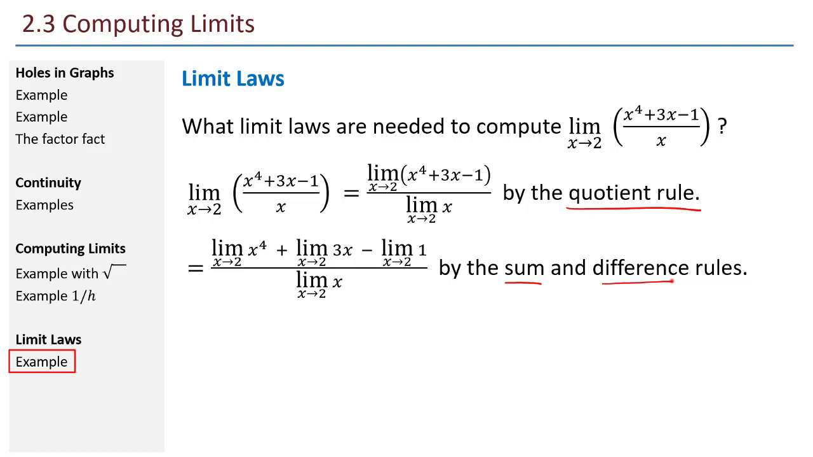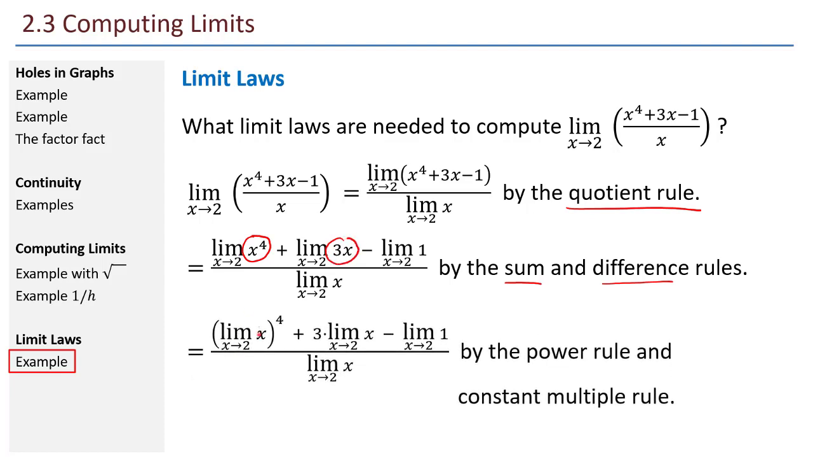What will I do next? I'm going to simplify my x to the 4 limit, and I will simplify the 3x limit. It turns out that this power can come on the outside, and I can take simply the limit of x and raise that to the 4th. And here I see my constant multiple rule: that 3, that constant multiple, can come out front. So I've used the power rule and the constant multiple rule. So just a little bit of theory here. These limit laws always do hold true, and I can compute and simplify limits this way if I really need to.